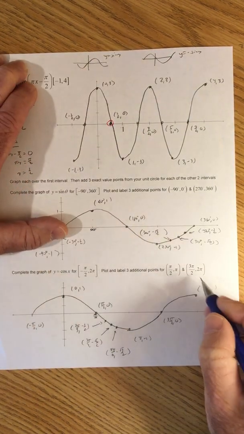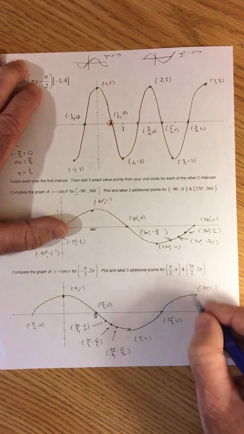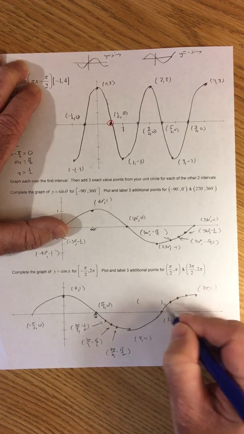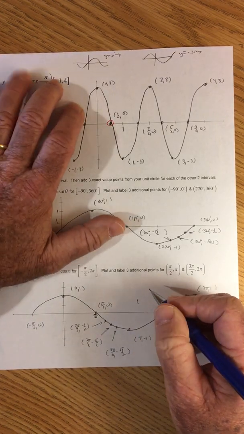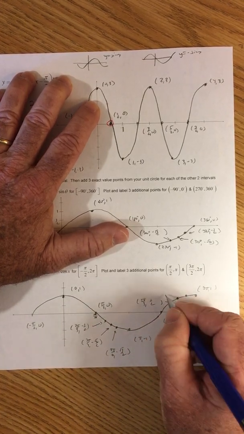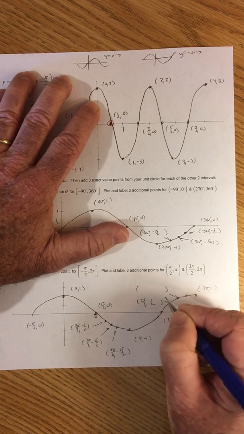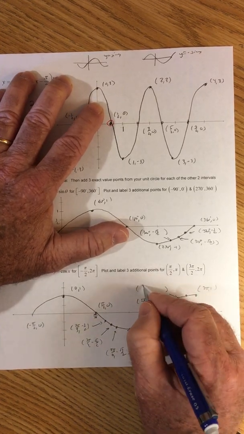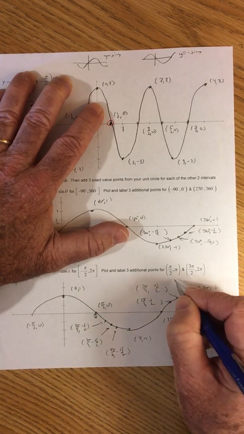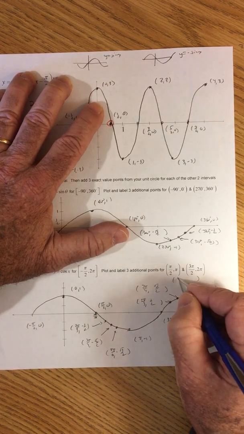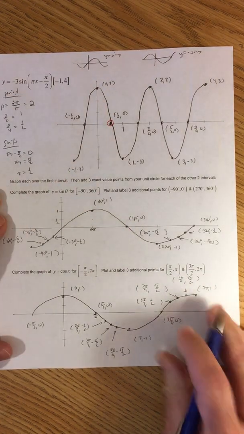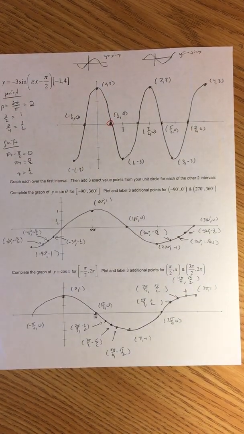All right, I asked for points between 3 pi over 2 and 2 pi. That's along in here. 3 additional points. Okay, this one is 5 pi over 3, 1/2. This one is 7 pi over 4, square root of 2 over 2. And this last one is 11 pi over 6, square root of 3 over 2. Okay, and you should check that by grapher.